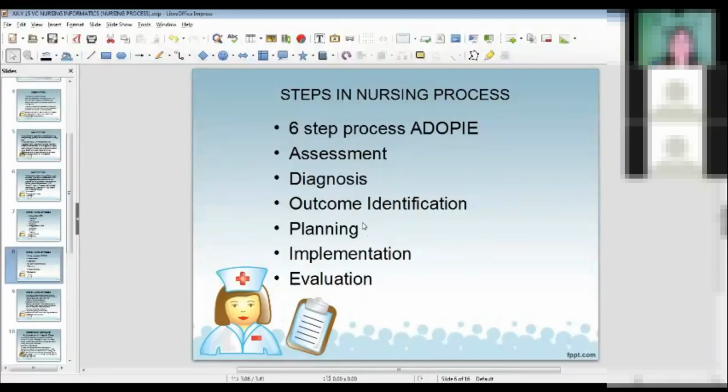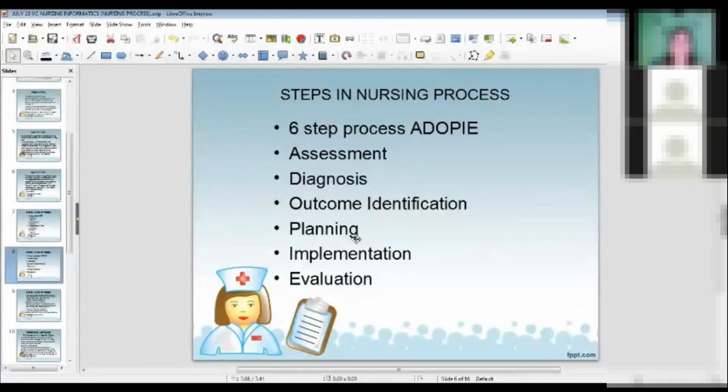So in planning, it should be SMART. I am not sure if I have the SMART definition here, but please take note of this. When we say SMART, S is for specific, M is measurable, A is attainable, R is realistic, and T is time framed or time bounded.